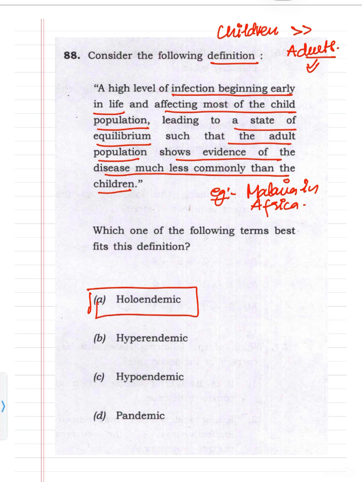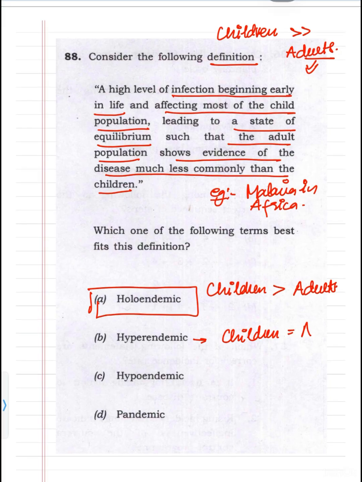So holoendemic means there is a high level of infection such that the children are affected more than the adults. What is hyperendemic? Hyperendemic means that the disease is constantly present at high incidence or prevalence rate and affects all the age groups equally. So children will be equal to adults. What is hypoendemic? Hypoendemic means there is a low level of transmission.